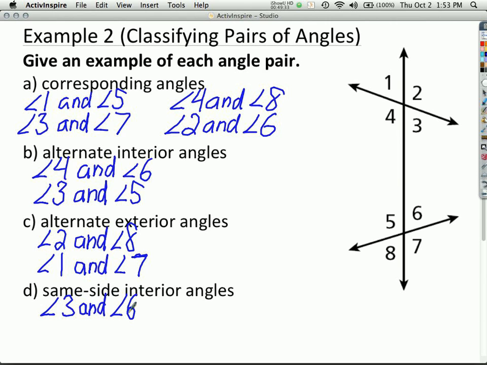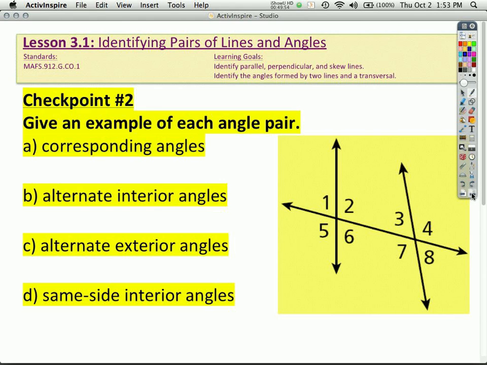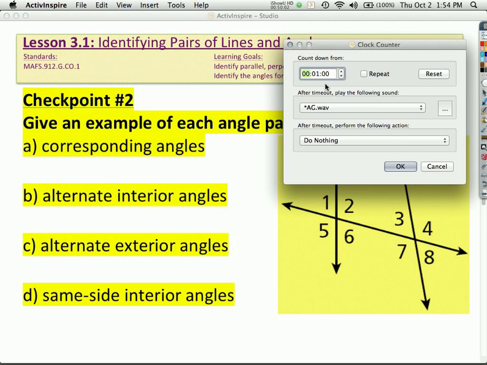And Steven? Angle 4 and angle 5. Very good. Anyone have any comments or questions? Any problems, any concerns? Okay. See how you do on your own. I just need one example of each. One example of each. You got 2 minutes.